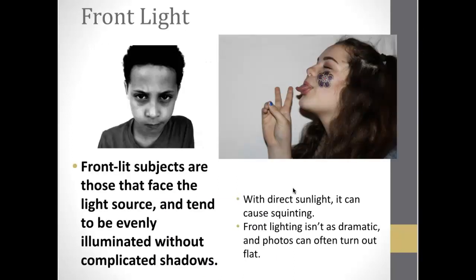Here are two picture examples of front light. So the light is coming from the same direction as the camera. So for pictures like this, you tend to have a more even illumination of your subjects. So you can see the light appearing the same on both sides of the subject, and there aren't going to be that many complicated shadows. Sometimes front lighting isn't going to be as dramatic because your photos look a little bit more flat.